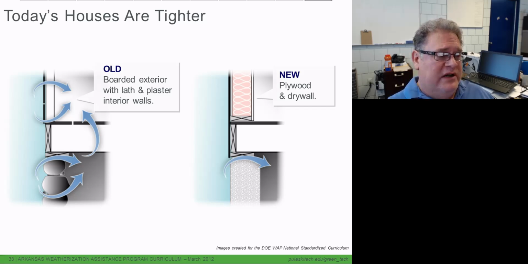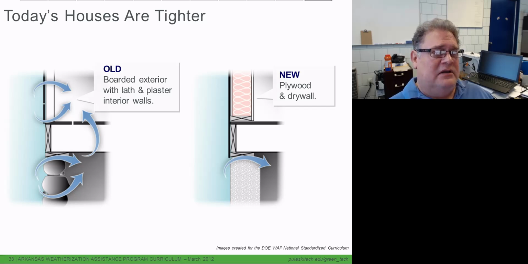So when the 1x shrinks in the winter, what happens? We get gapping between the boards. The stuff is laid in there so it doesn't cup in the summer and bow up from the moisture. So we've got to have a little bit of gap there. Well, that's a good place for air to leak.